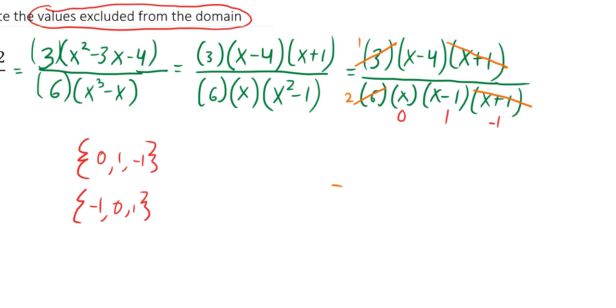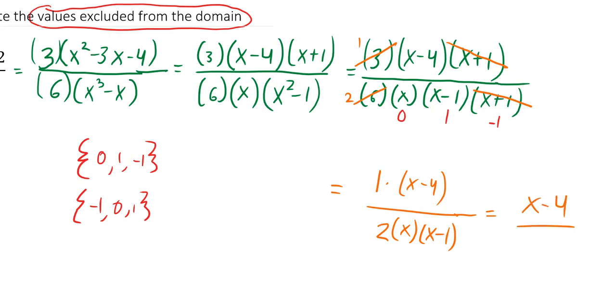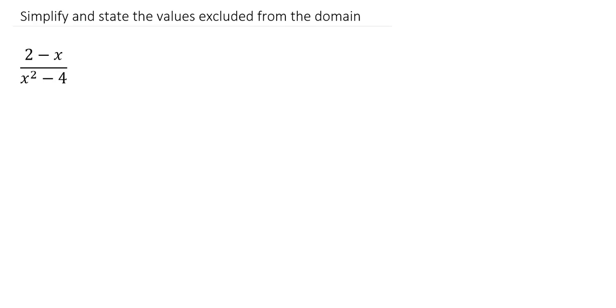That means that this is going to turn into 1 times x minus 4 over 2 times x minus 1. In other words, it's x minus 4 over 2 times x minus 1. We're on such a roll. Let's keep it going. Here, I think about factoring the numerator and denominator.